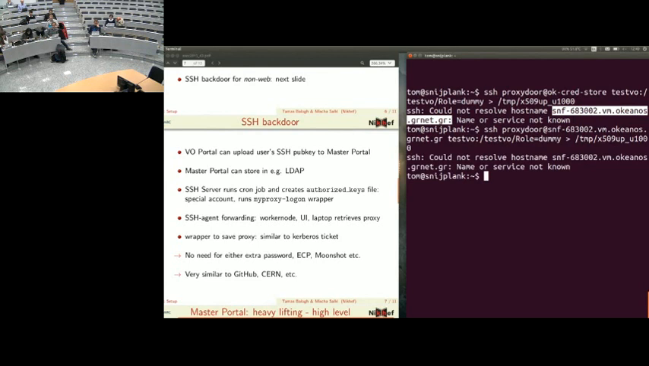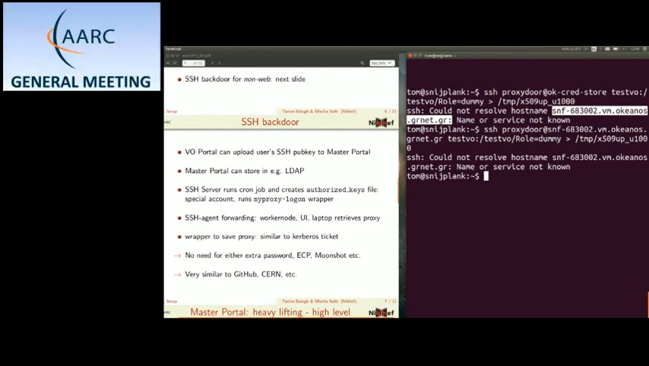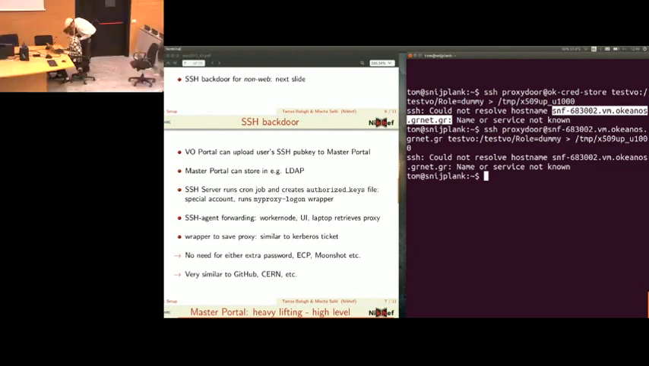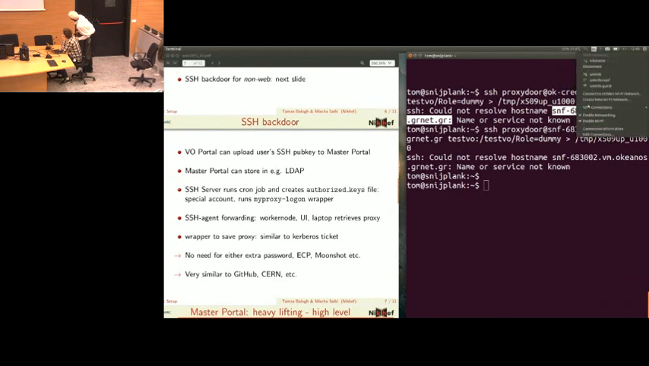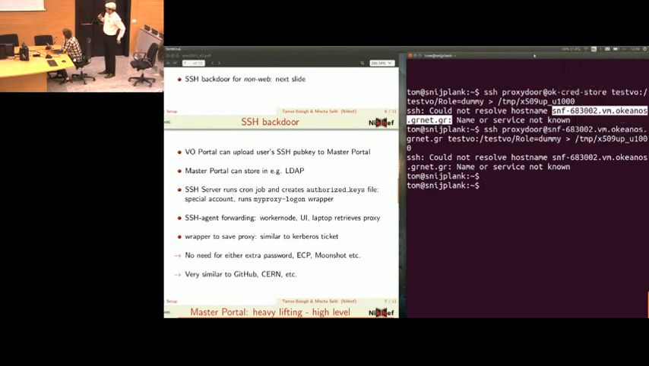Fine. Okay. So it looks like I can't resolve the host this way. Just try reconnect. Just to mention that this SSH command would typically be wrapped in some simple script or so that the user actually doesn't need to see it. So I propose that perhaps you can make a screen movie of this and share it.